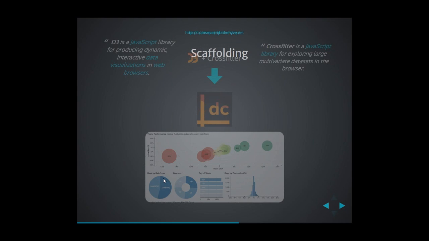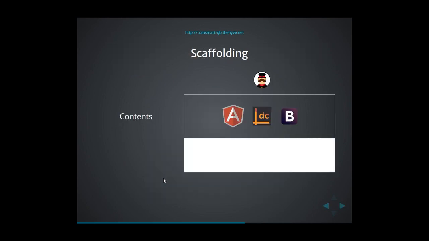Another library that we use for visualization is DCJS. DCJS is the marriage between the D3 that Shasha just explained and Crossfilter. D3JS is, as we already understood from a previous presentation, the JavaScript library responsible for the visualization, while Crossfilter is a library to help you explore large multivariate datasets in the browser. So imagine if you have to deal with a lot of data, a very large dataset, then you can do filtering and everything is very fast. And then we also use a scaffolding technique.